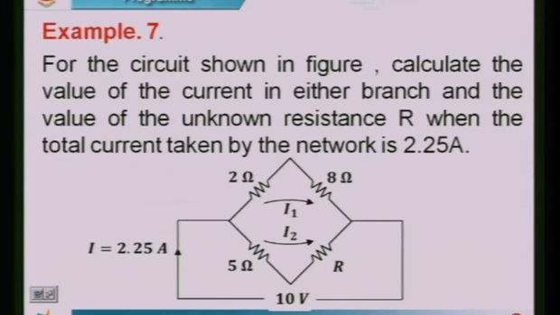For the circuit shown in the figure, calculate the value of the current in either branch and the value of unknown resistance capital R when the total current taken by the network is 2.25 amperes. The circuit given is this.